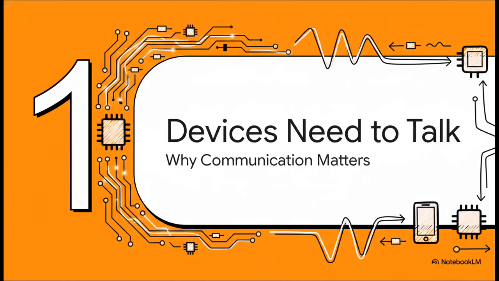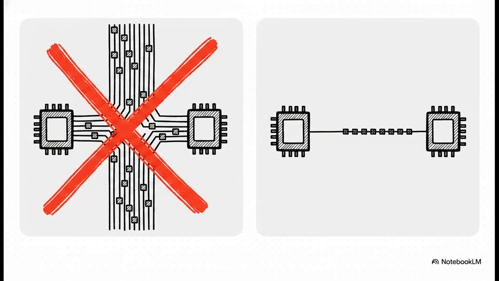All right, kicking things off with Section 1, devices need to talk. The very first major hurdle we hit is physical real estate. Back in the day, engineers used parallel communication. They'd send multiple bits simultaneously over many parallel wires. But on tiny, modern circuit boards, space is precious. And that's exactly why modern embedded systems almost exclusively use serial communication. It's sending bits in a single file line. This drastically reduces the wire count and totally simplifies the design.